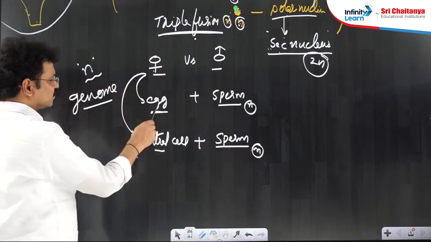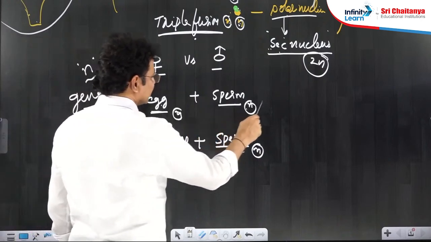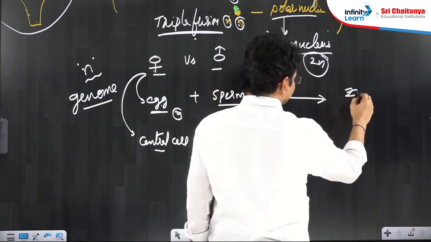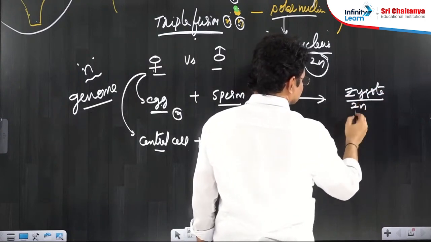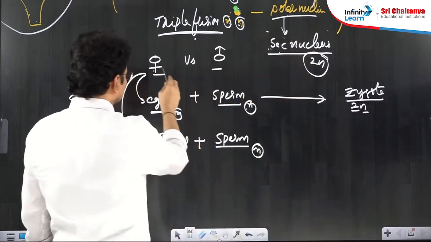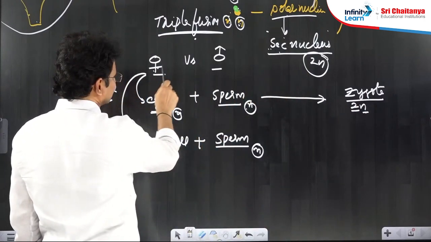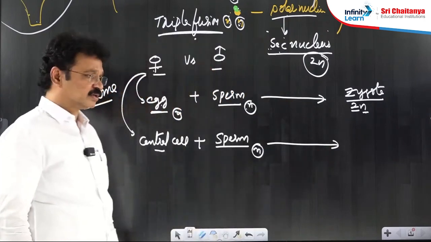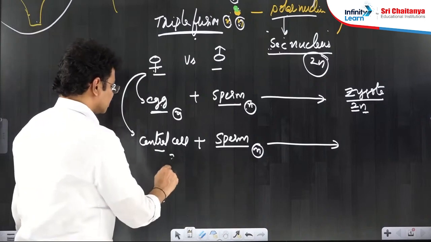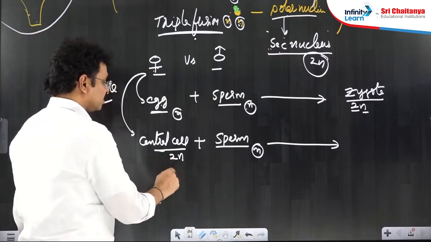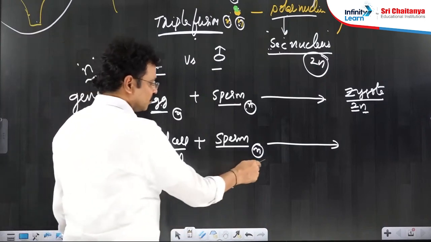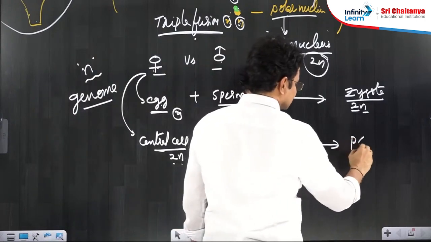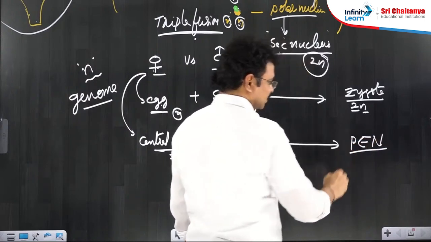Fusion of the haploid egg nucleus with the haploid sperm is syngamy, and finally you get a diploid zygote. So in the zygote, out of 2 genomes, one is contributed from the female or maternal parent, another from the paternal parent. Whereas in triple fusion, the diploid central cell contributes a pair of genomes, 2 genomes. Only one genome is contributed from the paternal parent. Finally, the resultant cell is the primary endosperm nucleus.